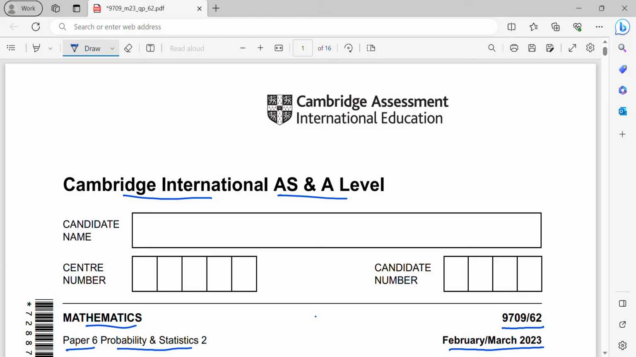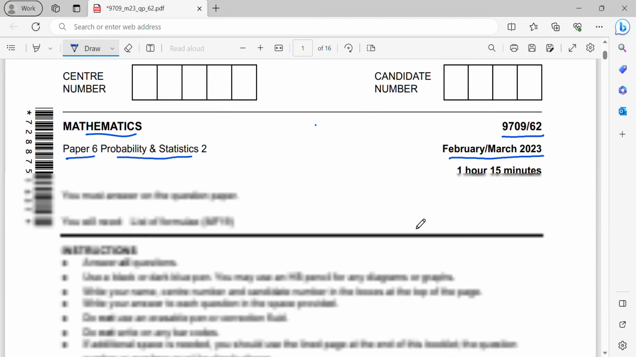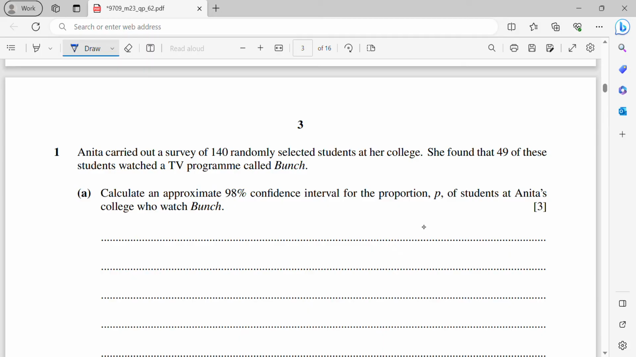Now let's start with question number 1. Anita carried out a survey of 140 selected students at her college. She found that 49 of these students watched a TV program called Bunch. Now, A, find an approximate 98% confidence interval for proportion P of the students at Anita's college who watched Bunch.